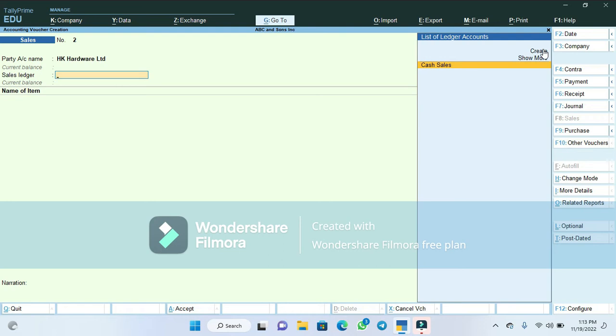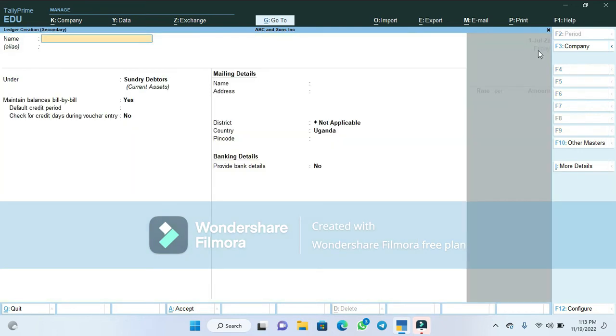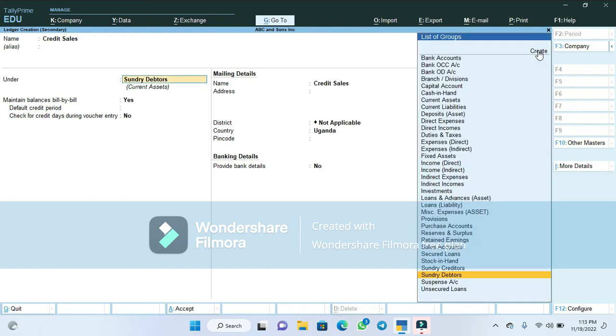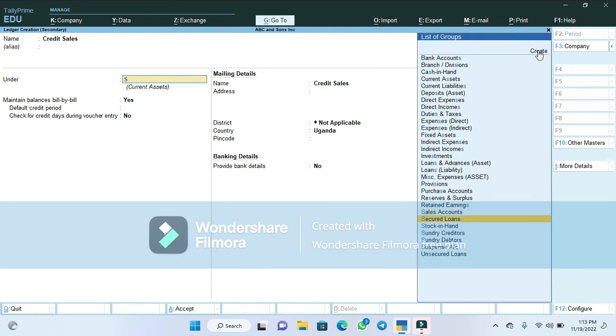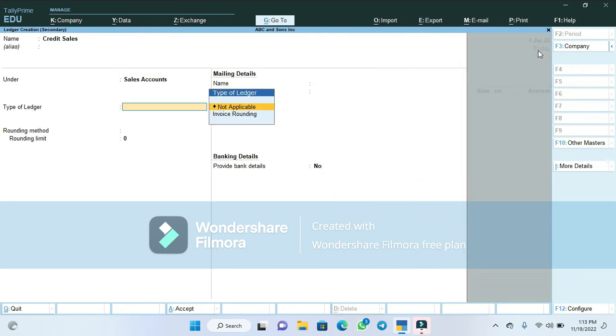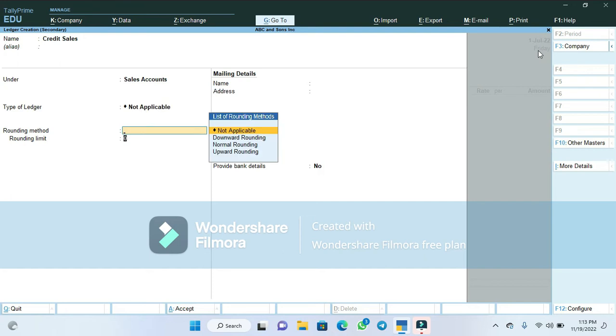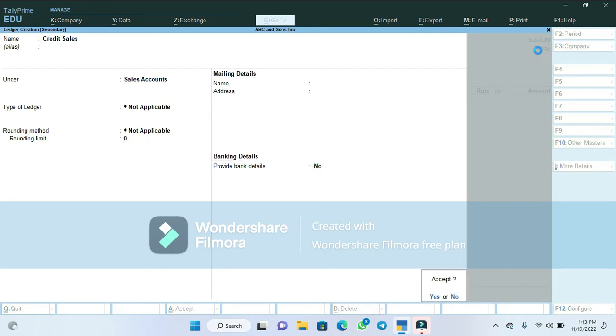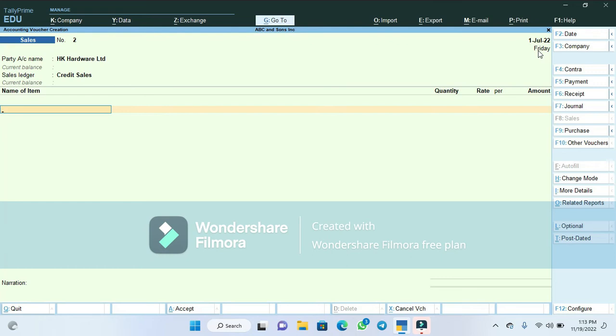Then we are going to come here and create, under sales ledger, credit sales. Initially we had only cash sales, so credit sales. This is under sales accounts. Enter. Invoice rounding, not applicable. Enter. Yes, so you can see they are tallying: HK Hardware Limited and credit sales. Name of the item we are selling.